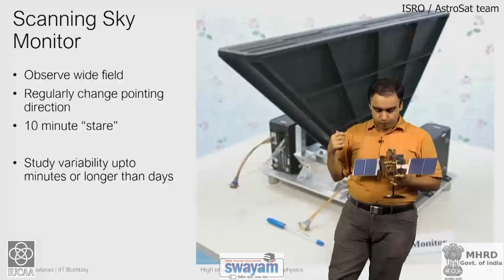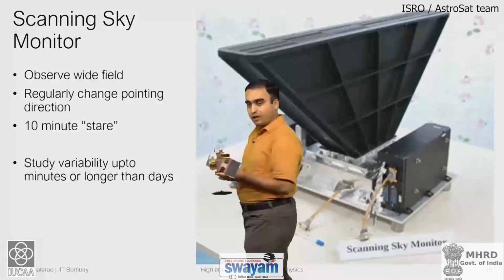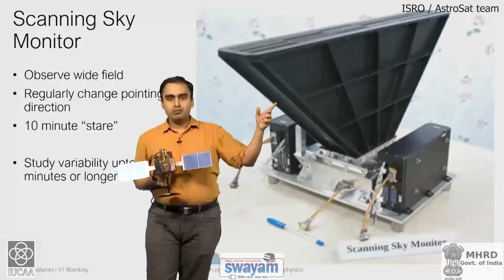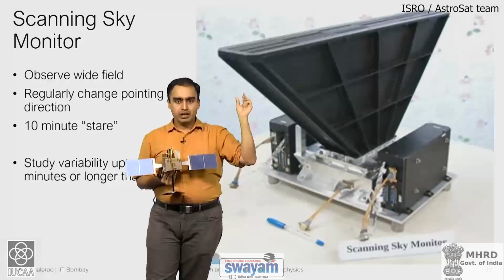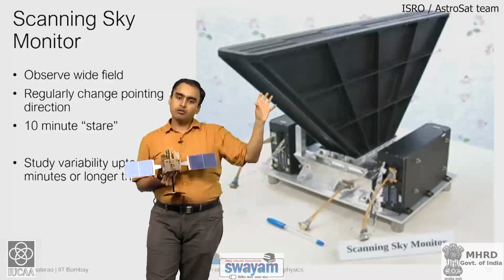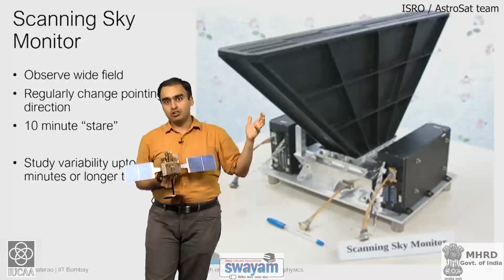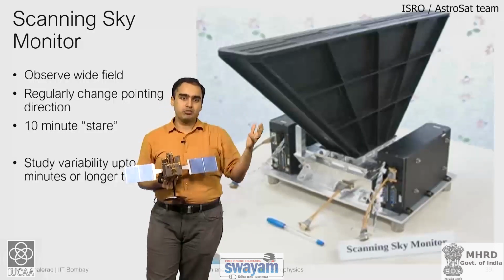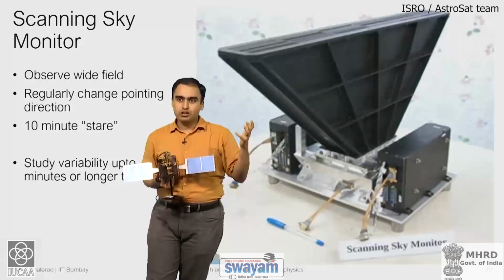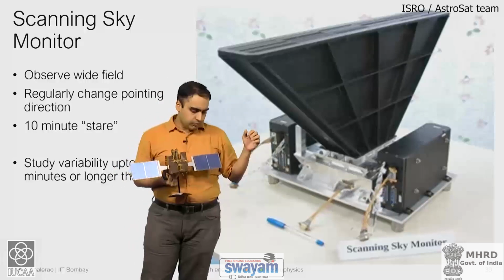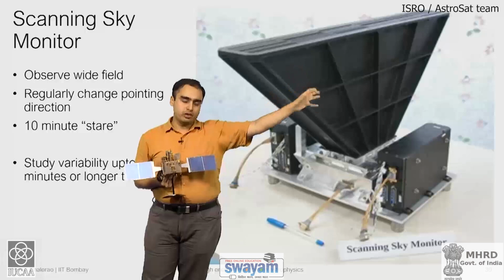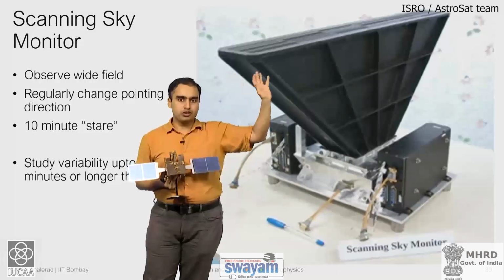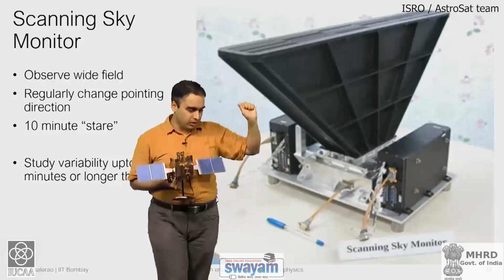Behind me here you can see one of the 3 modules of the scanning sky monitor, SSM. SSM consists of these 3 units which are wide on one side and narrow on another, and each unit sees about 100 square degrees of the sky. So, this is roughly 100 times larger than the field of view of LAXPC. The sky is about 41,000 square degrees, and so the idea is that we observe a wide part of the sky. Each of the 3 units looks at a slightly different part of the sky.